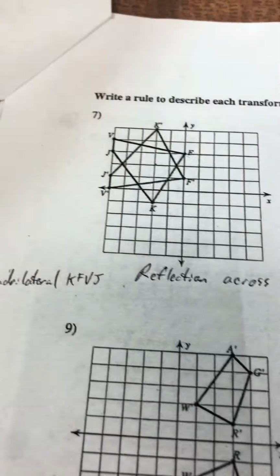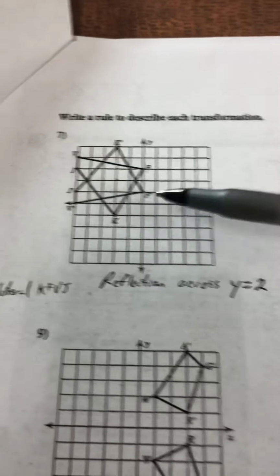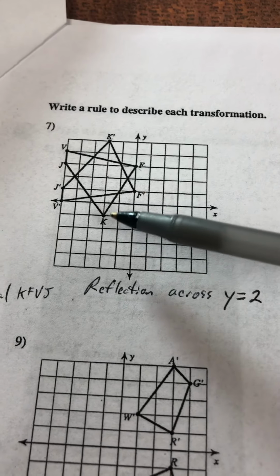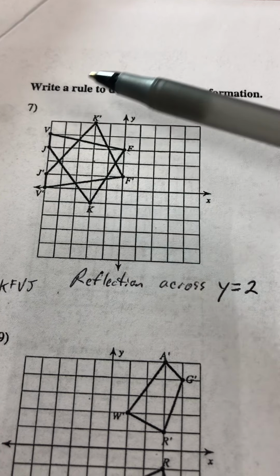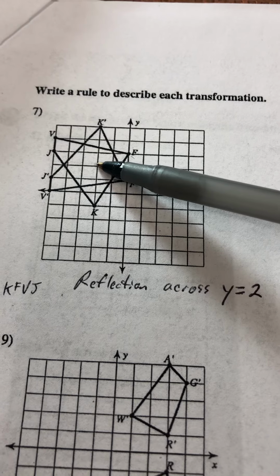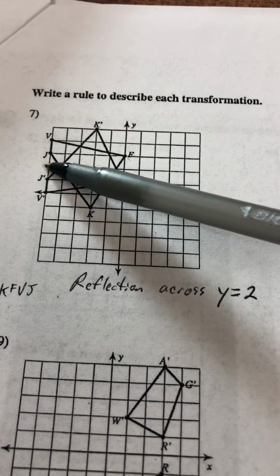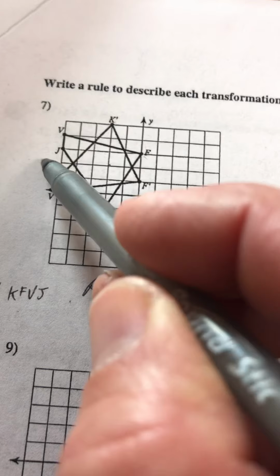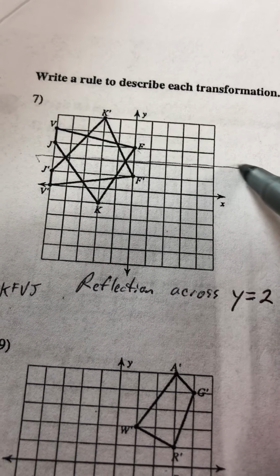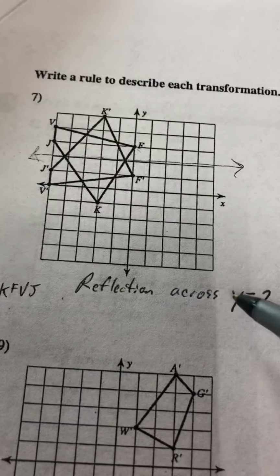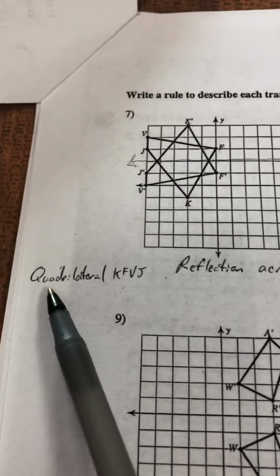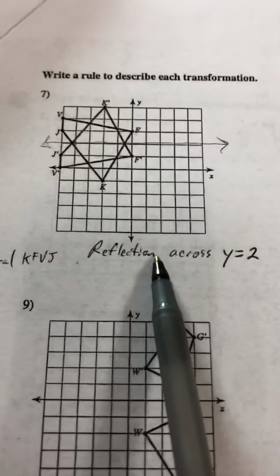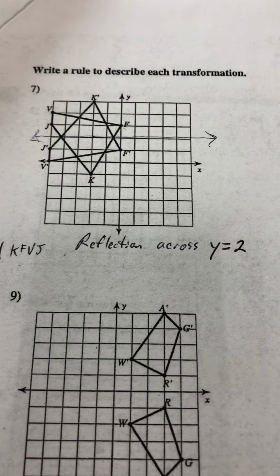I did make another mistake that I caught earlier. I'll show you, and I did that one in red also. So you have to describe what happened here with your KFVJ. Notice that it's flipped. It seems to be all flipped across this line right here, which is y equals 2. So we have a reflection across y equals 2. So I just have quadrilateral KFVJ, reflection across y equals 2.